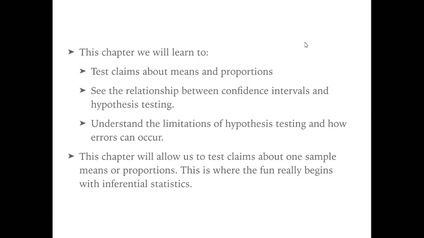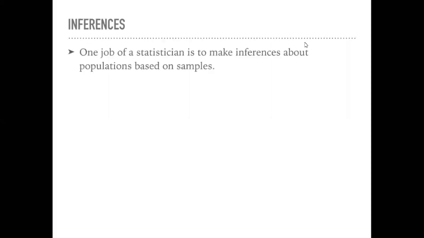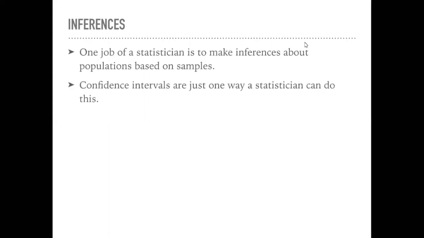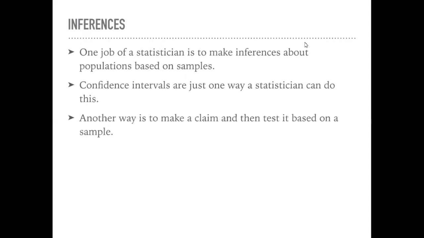And this is where our fun really begins with our inferential statistics. So one of the jobs of the statistician, as we talked about last chapter, is making inferences about populations based on samples. And confidence intervals, which we did last chapter, was just one of many ways that we can do this. This chapter, we're talking about hypothesis testing, which is another way that we can make inferences. So we're able to make a claim and then test to see if that claim was true or not. And this is called hypothesis testing.